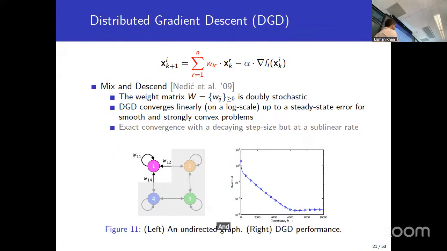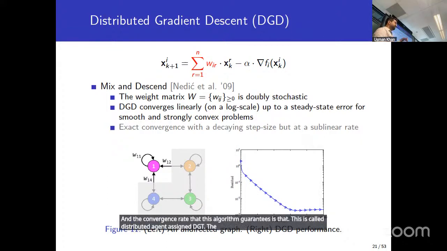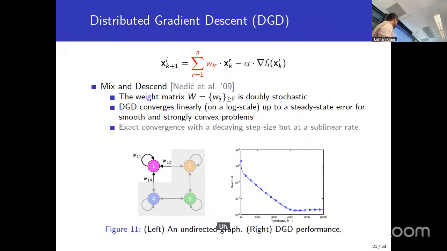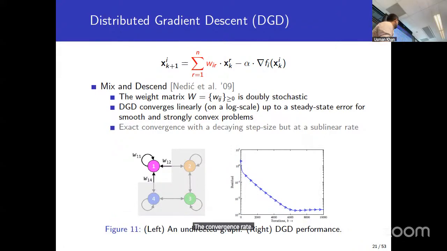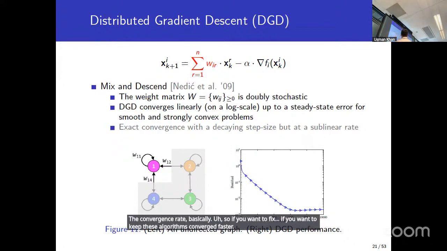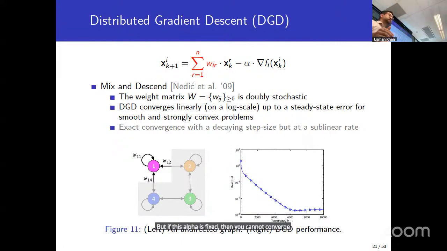The convergence rate that this algorithm guarantees, this is called distributed gradient descent, DGD, is that the error converges linearly, or exponentially, but then it settles to a steady state, so it doesn't go to 0. In the paper, they showed exact convergence, but their alpha, the learning rate, has to go to 0, which decreases the convergence rate. So if you want these algorithms to converge faster, you want this alpha to be fixed. But if this alpha is fixed, then you cannot converge to 0. You will always have a steady state error.